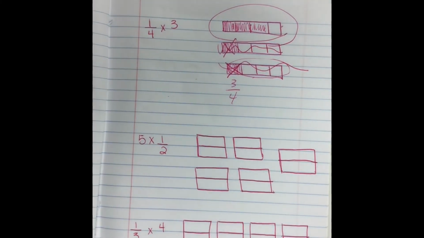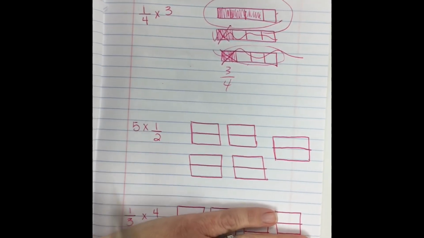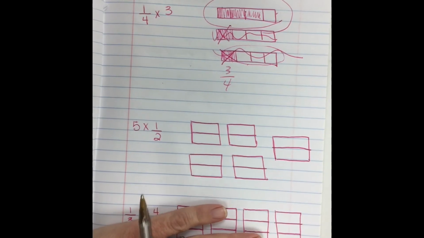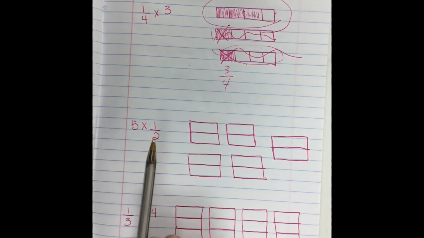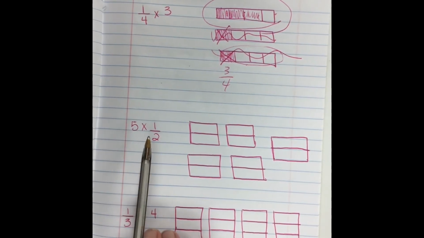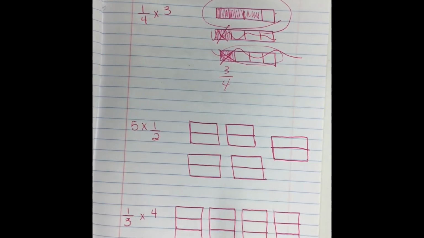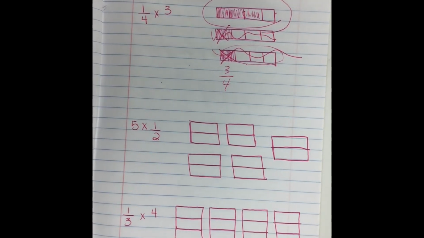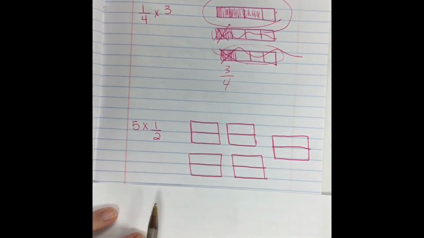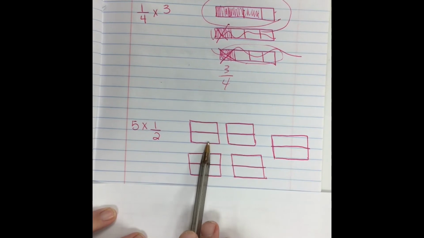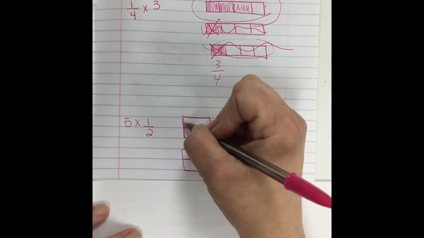Okay, let's look at another one. 5 times 1/2. So remember what I said, I can't take 5 and break it into halves. I mean, I can't take 5 and do it half a time. So I'm going to take 5 models and break it into halves. Okay, so I have 1, 2, 3, 4, 5 models, and each of them shows 1/2, right? 2 pieces. So I'm going to go in and I'm going to shade.